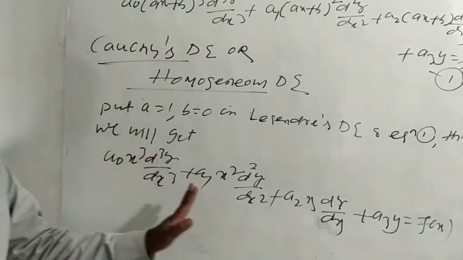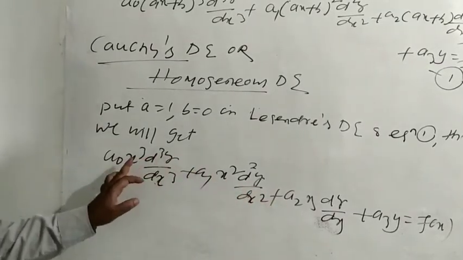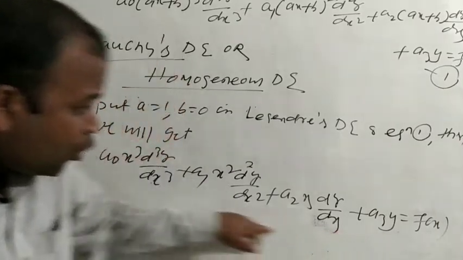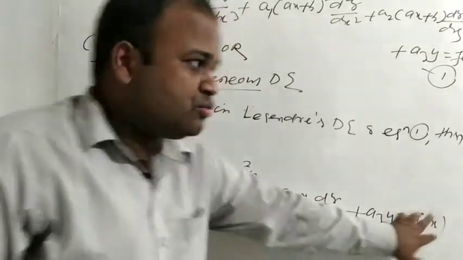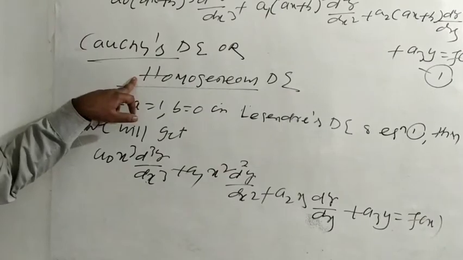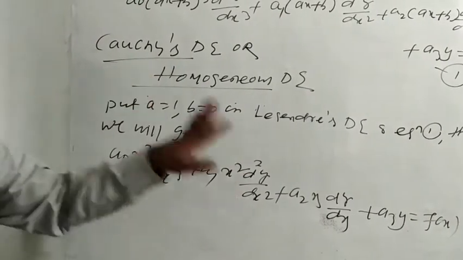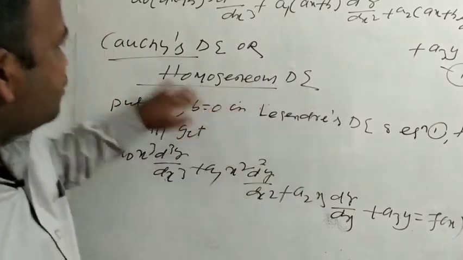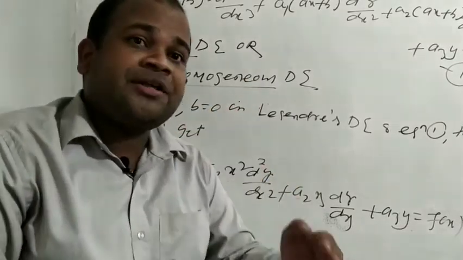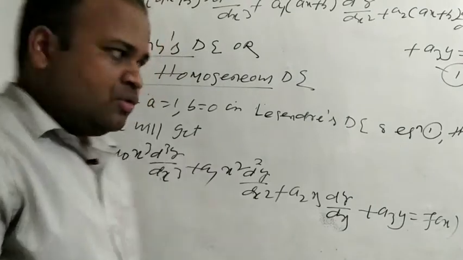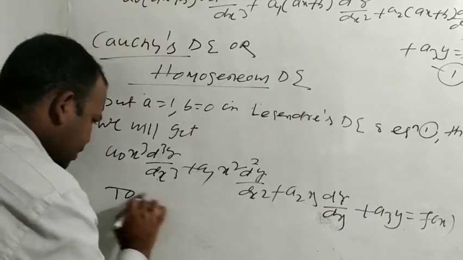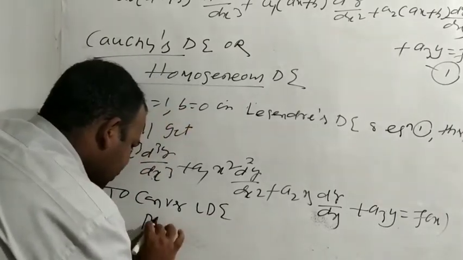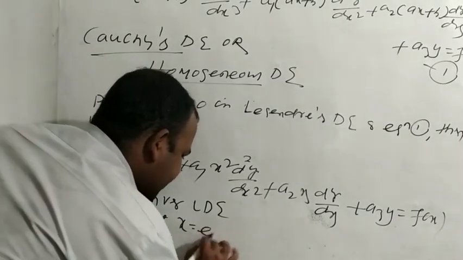Sometimes in the differential equation it will be x raised to 4 in front of d cube. In that case you divide the whole equation by x on both sides so that it comes in the form of a homogeneous differential equation. If the differential equation is homogeneous, that is a Cauchy differential equation, you convert it into a linear differential equation. To convert it to a linear differential equation, put x equals e raised to z.